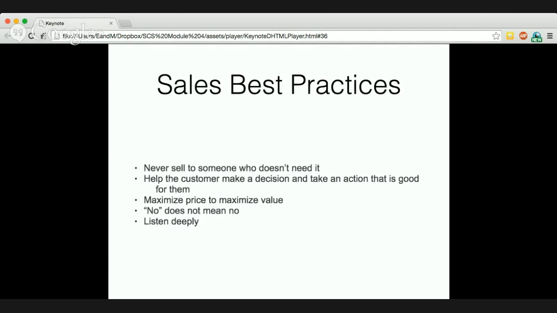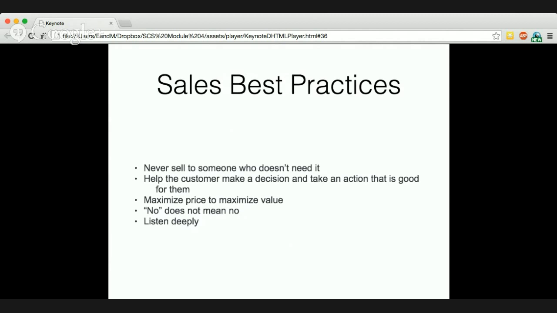It's just not good. Second thing, sales is really helping the customer make the right decision. So you are helping the customer make a decision and take an action that is good for them. This could be a definition of sales.